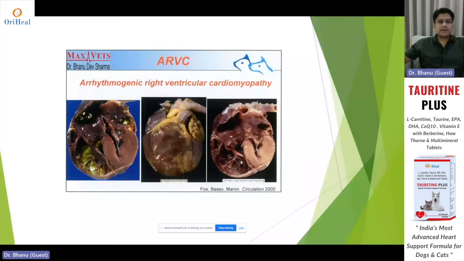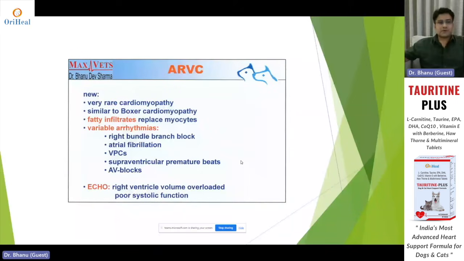Now coming to ARVC, which is called arrhythmogenic right ventricular cardiomyopathy, which is also called boxer cardiomyopathy when we talk about dogs. So this is for you all to know, this is similar to the boxer cardiomyopathy. In this, the fatty infiltrates replace the myocytes. Variable degrees of arrhythmias can be there.